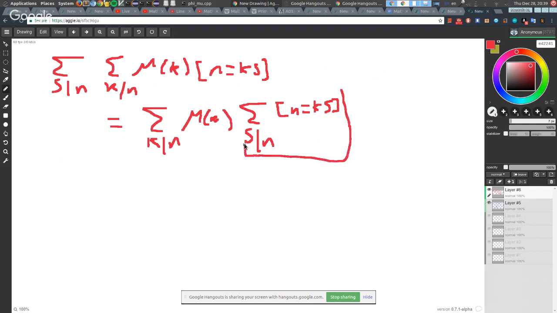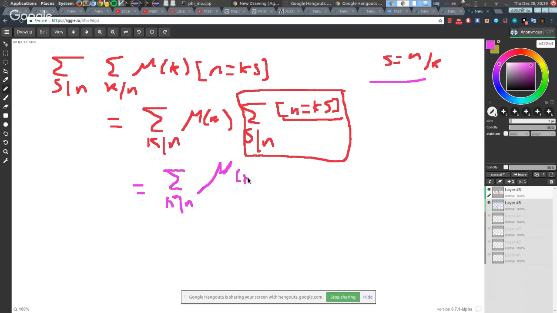Basically, the inner sum will always be equal to 1, because this condition is true for exactly one value, where s is equal to n over k. Since we go over all the divisors, n over k is one of the divisors of n. So this condition will be satisfied only one time: we add 1 only when s is equal to n over k, and otherwise we add 0. Basically, this is the summation over k of mu of k, which, as we know from the definition, is equal to e of n, because mu and the constant function I are inverses of each other, so their convolution is the identity.